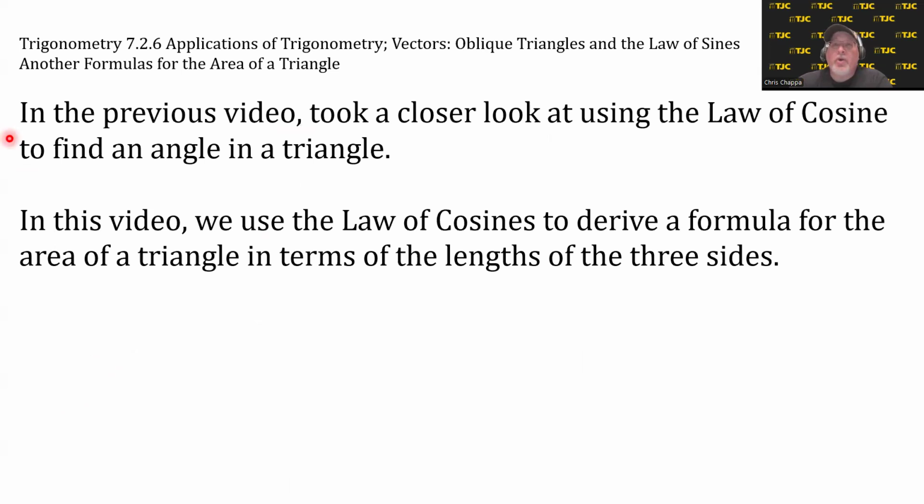In the previous video, we took a closer look at the law of cosines to find an angle in a triangle. In this video, we use the law of cosines to derive a formula for the area of a triangle in terms of the lengths of the three sides. In other words, tell me the lengths of the three sides, and I can calculate the area of a triangle, which doesn't sound like it involves the law of cosines. And do you remember that the law of cosines involves all three sides?